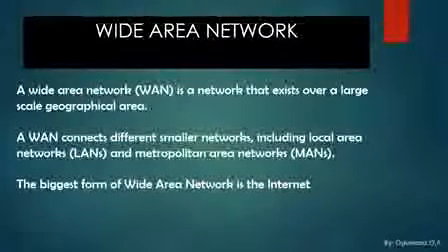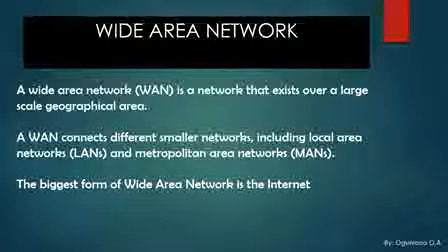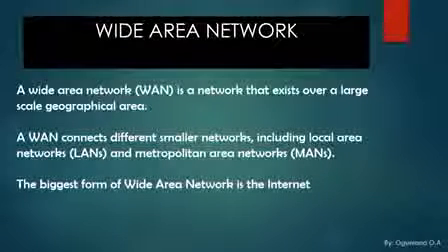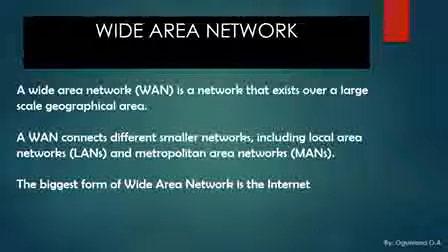Now we go to the wide area network. A wide area network is a network that exists over a very large geographical area. A wide area network can exist between 2 or more states or 2 or more countries. A WAN connects different smaller networks, which can include a local area network and also a metropolitan area network. And the biggest form of wide area network is the internet. The internet is the biggest network that exists, and it is a wide area network.